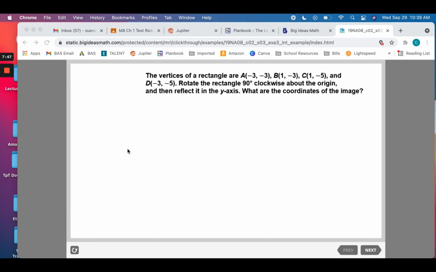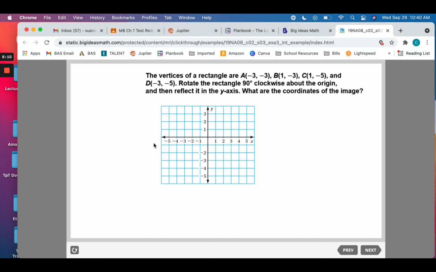Okay, so here's example 3, I believe. The vertices of a rectangle are listed here, A, B, C, and D. Rotate the rectangle 90 degrees clockwise about the origin, and then reflect it in the y-axis. So now we're doing 2 steps. We're going to rotate it first, and then reflect it, which is what we did yesterday. Okay? So first, we need to put the coordinates of the image. What are the coordinates of the new image?